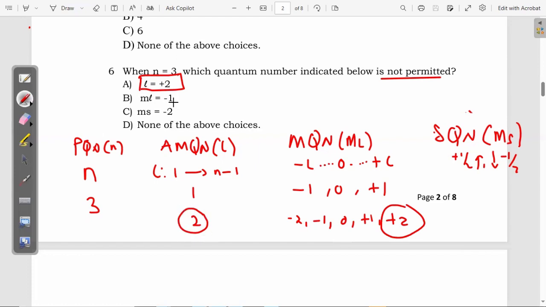Then ML is minus 1, we can see we have a minus 1 there. And then MS here, which is the magnetic quantum number, is minus 2. But we said, not magnetic quantum number, I mean the spin, we said the spin can only be positive half or minus half. So this minus 2 cannot be permitted. So we choose C as the best option there for the one that is not permitted.